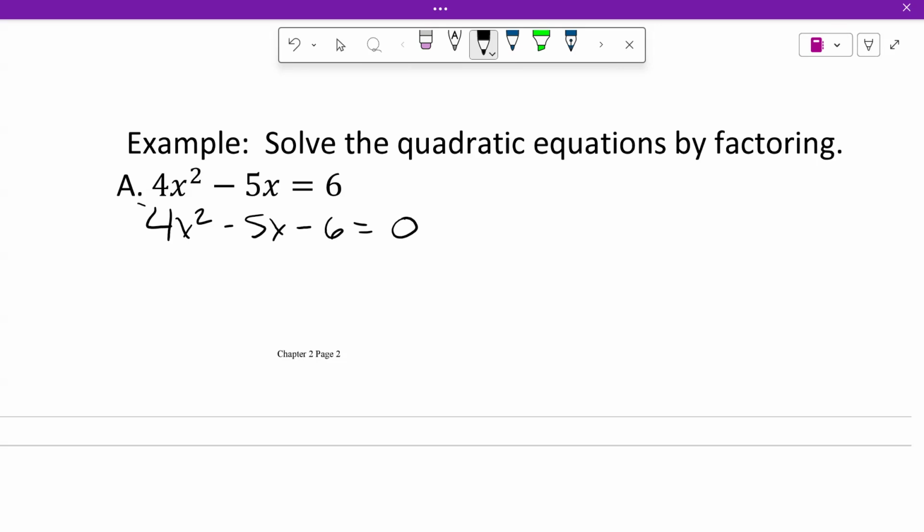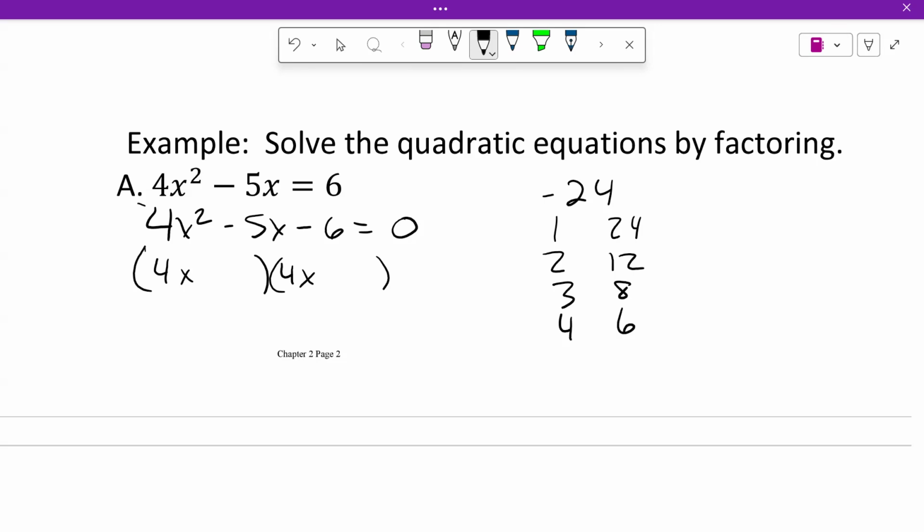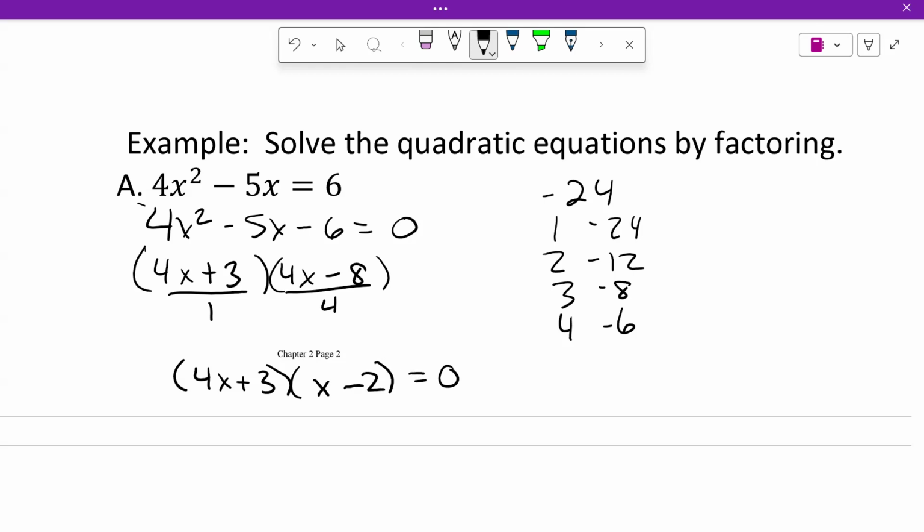Is there a greatest common factor I can take out? No. So it's 2 sets of parentheses, 4x and 4x. 4 times 6 is 24: 1 and 24, 2 and 12, 3 and 8, 4 and 6. Signs are opposite. The bigger one is negative. Which ones make negative 5x? Positive 3 and negative 8. Greatest common factor of that is 1. Greatest common factor of that is 4. So it's 4x plus 3 times x minus 2 equals 0.